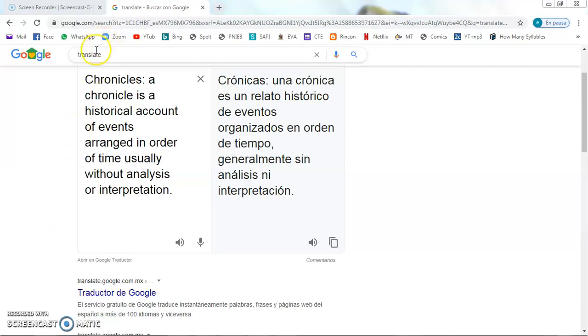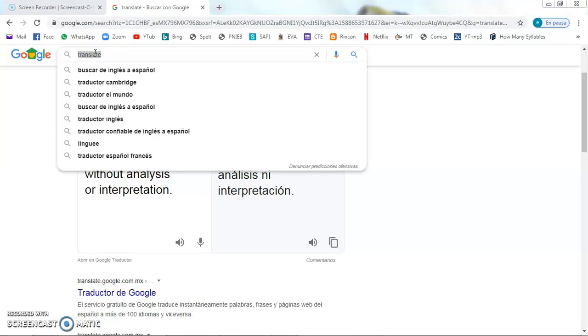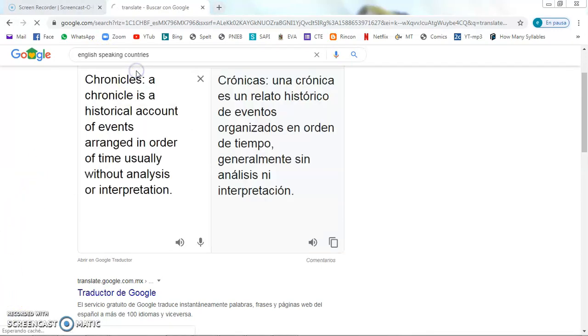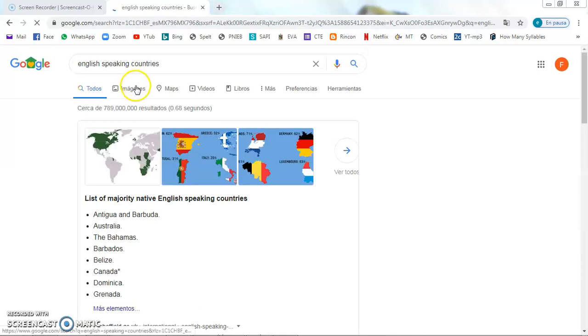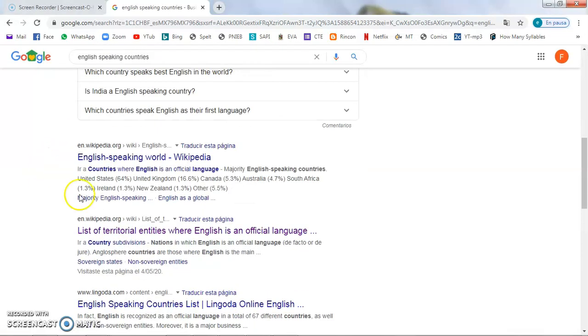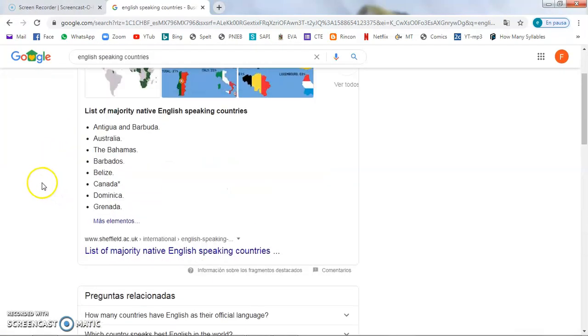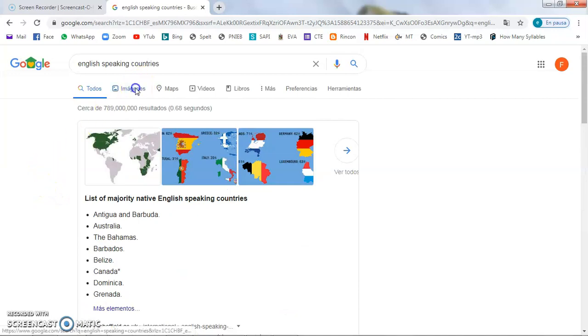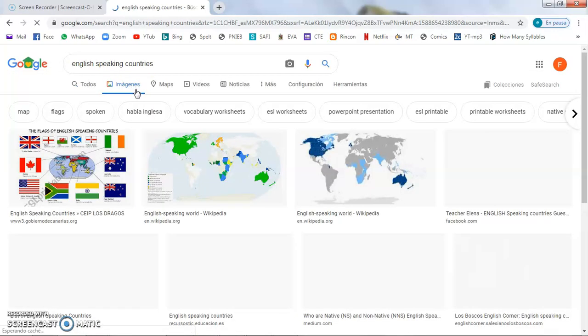Now the second part. What I want you to do is to try to find English-speaking countries. English-speaking countries. And of course, you're going to get a lot of information. You're going to get a map. I asked the students in 5th grade to do that. And you can come with the information, either written here, you're going to have a lot of information, or you can just come and look for the pictures, for the images of it.